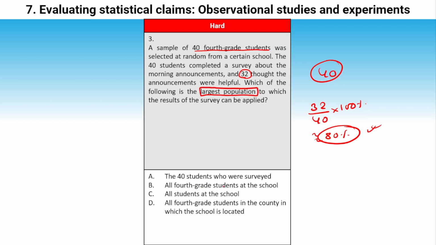All fourth grade students at the school. Okay, that's true, right? Since it was done on the fourth grade students, it could apply to all fourth grade students in the school. All students, no, it cannot be. All fourth grade students in the country, no, only that school. So this is also not true, right? If you try to connect this one with this, that will go together better. So you can also try it out.